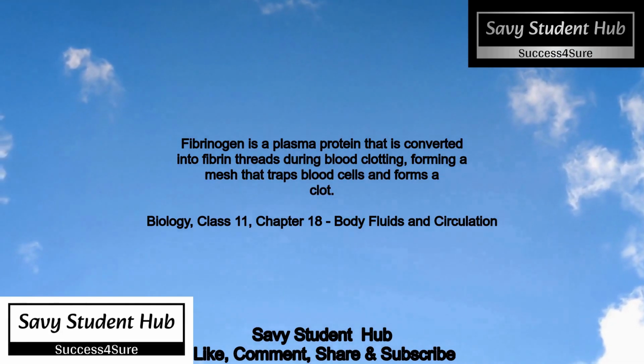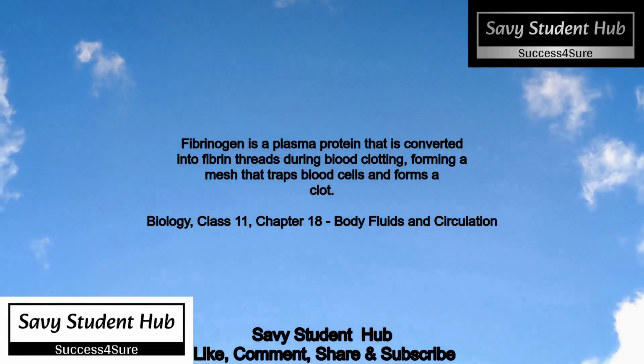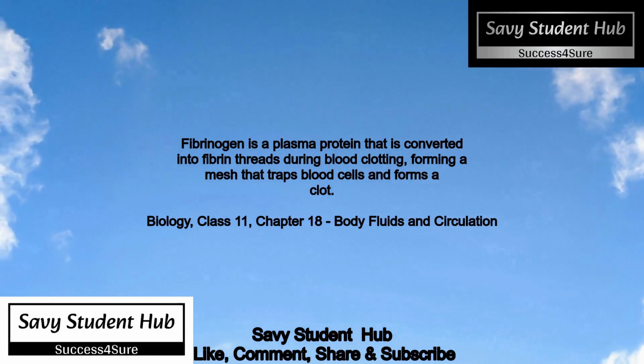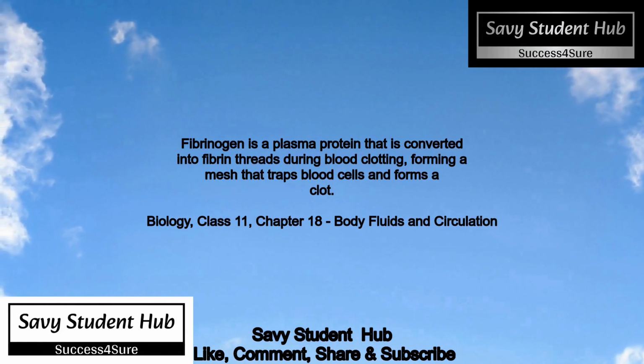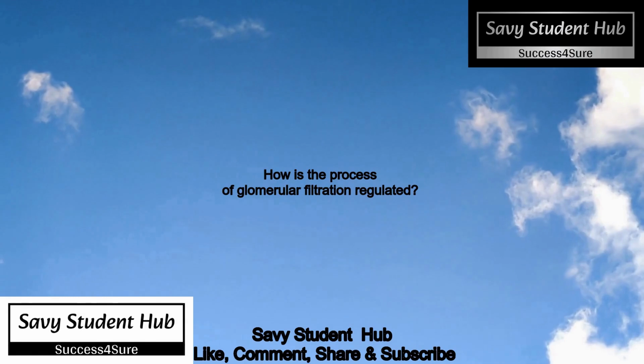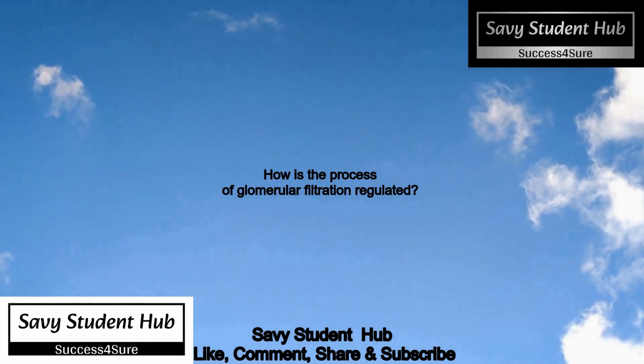Fibrinogen is a plasma protein that is converted into fibrin threads during blood clotting, forming a mesh that traps blood cells and forms a clot. How is the process of glomerular filtration regulated?